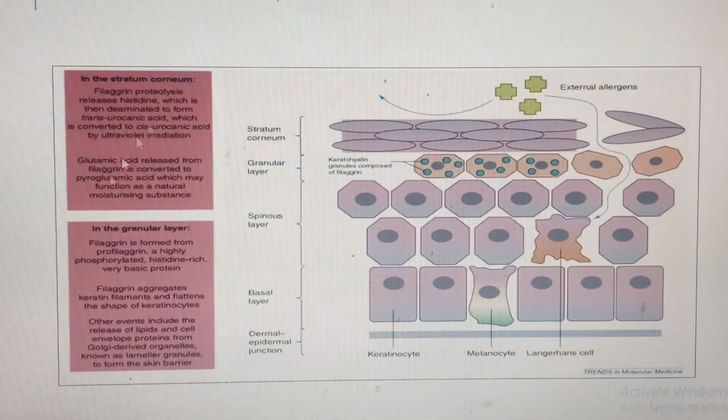So these are the things that we tend to see. Get to know filaggrin, very important. Even apart from the keratohyalin granules, filaggrin is very important in the granular layer, which will eventually get into the corneal layer, where it will disintegrate, and eventually the glutamic acid will be very important in forming pyroglutamic acid, a very important natural moisturizing agent.